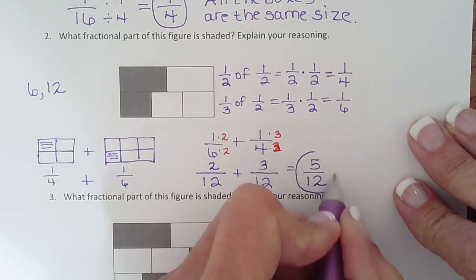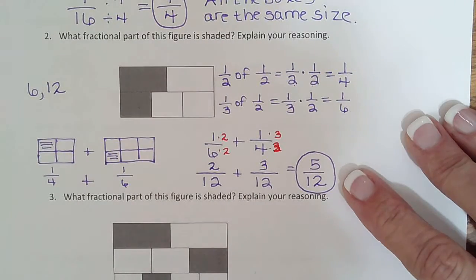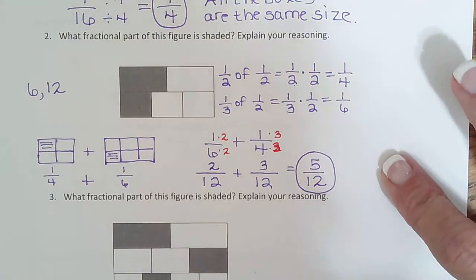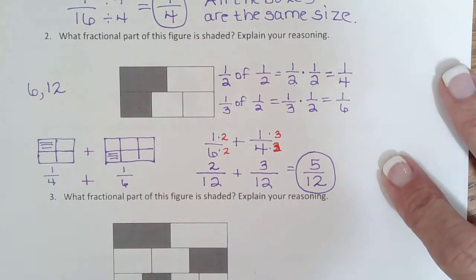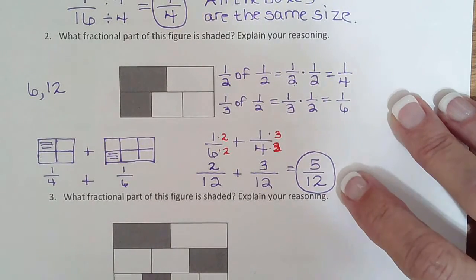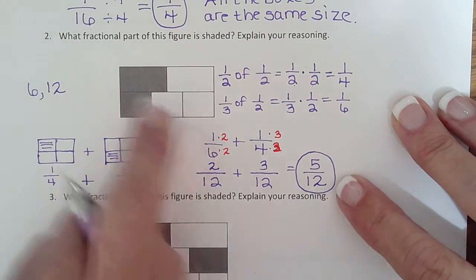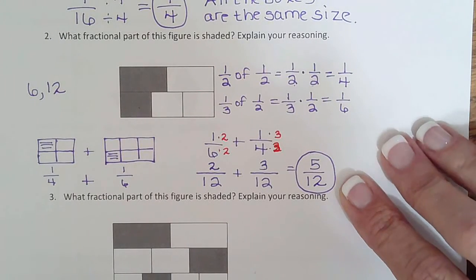And you should always make sure your answer is reasonable. When I give this test, I have a lot of students that'll have an answer bigger than 1. And I'm like, well, this is 1, so there's no way the answer could be bigger than 1. The only way it could be equal to 1 is if everything's shaded. So always make sure it makes sense. 6 12ths is a half. This is a little less than a half, and that looks like a little less than a half is shaded.